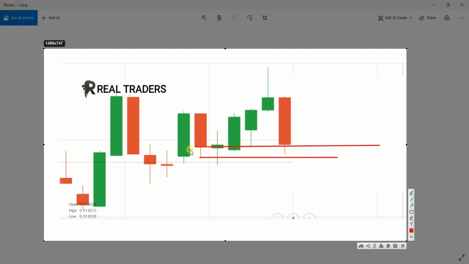And here also you can see there is a level. So we are trading with SNR, so there is an SNR level. You can see very strong buyers from this level.